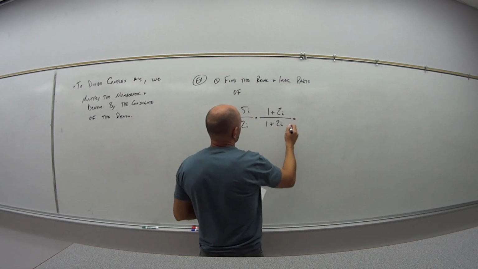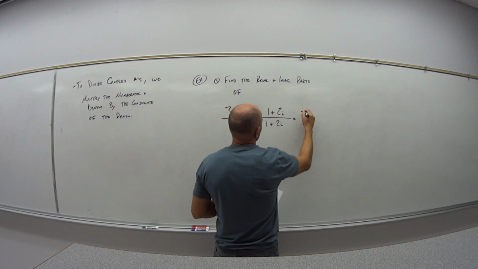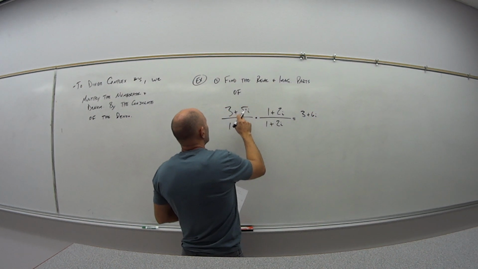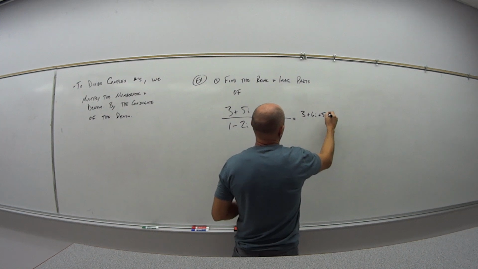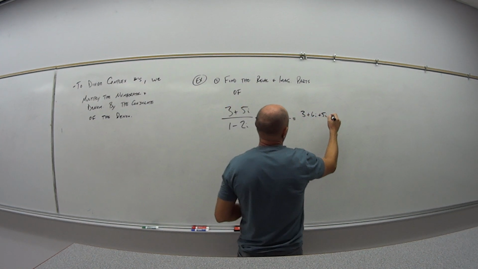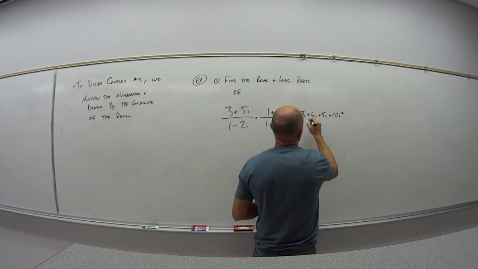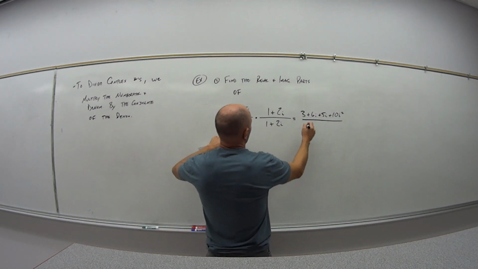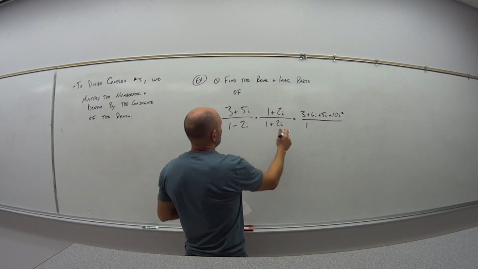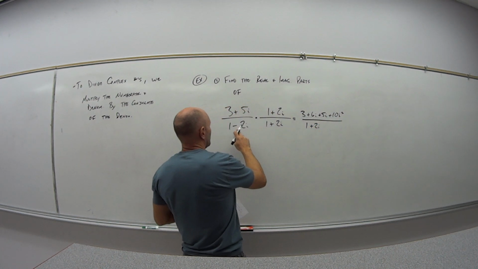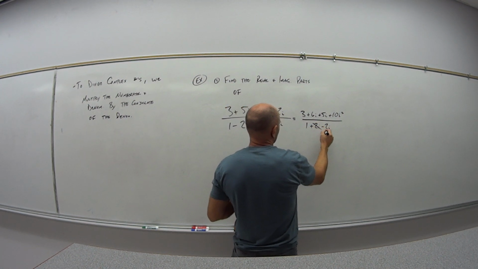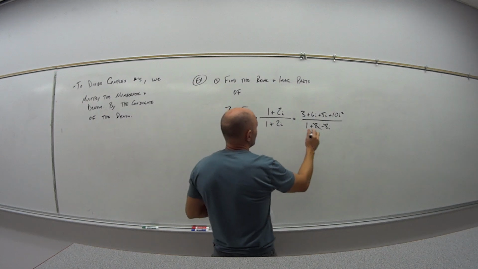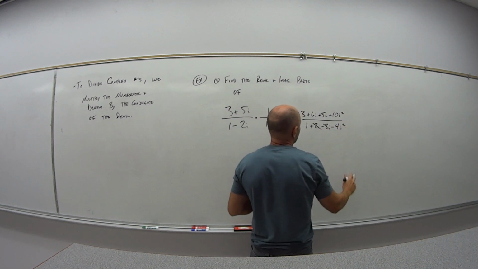So if we do this one, FOIL it. 3 times 1 is 3. 3 times 2i, so plus 6i. 5i times 1, so plus 5i. And 5i times 2i is plus 10i squared. Don't forget that i squared. And the denominator, 1 times 1 is 1. 1 times 2i, plus 2i. 1 times minus 2i, minus 2i. And as I said, those guys cancel out. Then negative 2i times positive 2i is minus 4i squared.